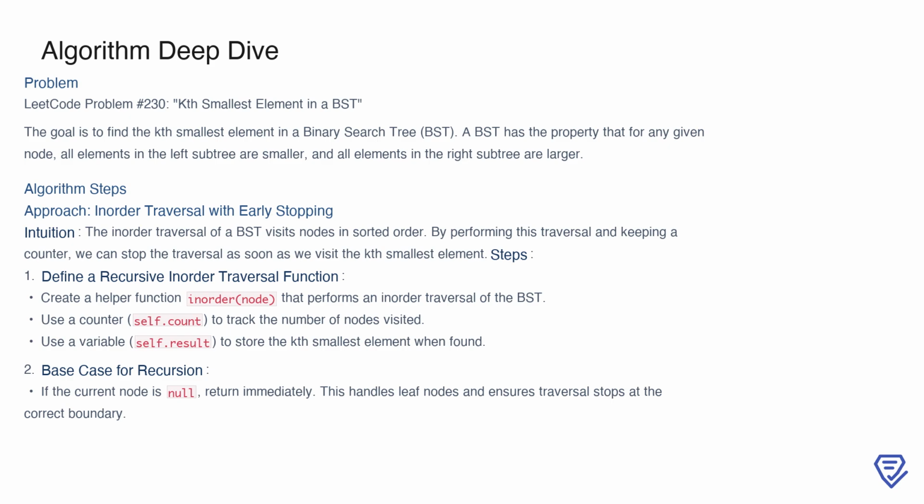First, we define a recursive function inorder(node) that handles the traversal. This function uses a counter to track the number of visited nodes and a variable to store the kth smallest element once it's found. Second, we include a base case to immediately return when we encounter a null node, ensuring the traversal works seamlessly at leaf nodes and doesn't go out of bounds. These foundational steps set the stage for the core logic of the algorithm.